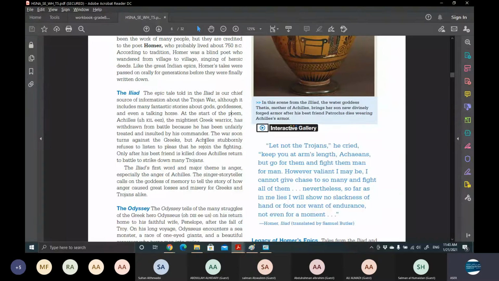Achilles was one of the most skilled warriors at that time. This man was very skillful in using both the sword and the arrow, and even the spear. He was very excellent.